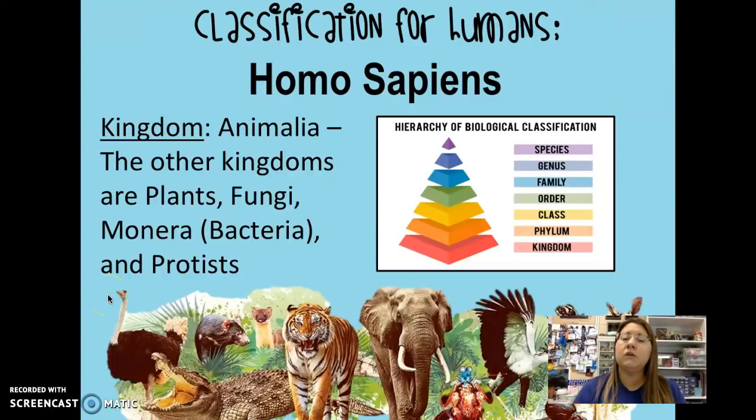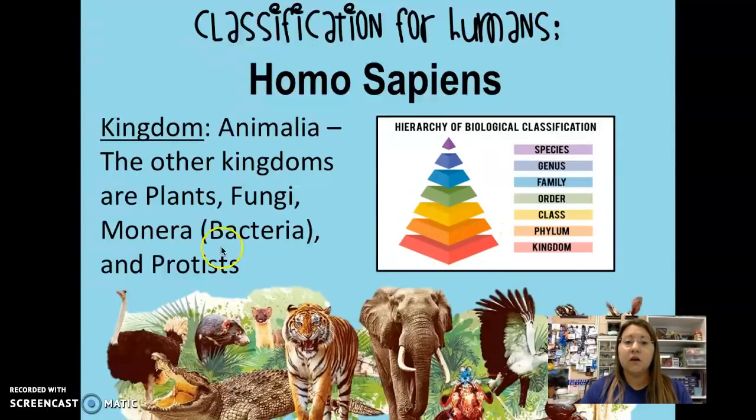So let's look at how you would classify, how you would key out Homo sapiens. So what are Homo sapiens? That's you and me, Homo sapiens, modern day humans. So we're going to look at this hierarchy of biological classification. So this triangle here, this little pyramid, is showing us how things are classified. So we're starting at the kingdom level. This is our largest level, so the base of the pyramid here.